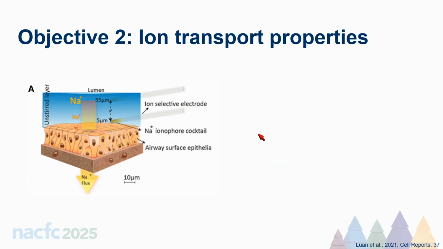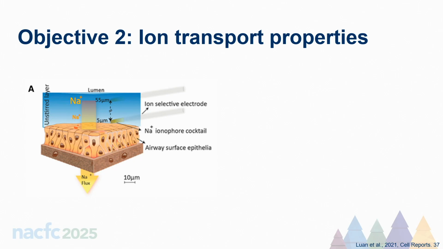We use a technique called SIRIS, the self-referencing ion-selective microelectrode technique. And this is a cartoon to describe the electrophysiology. This is an epithelial airway cell moving sodium from the luminal side to the basolateral side. And because of the high driving force, you're always going to have sodium ions at a higher concentration away from the tissue rather than closer to the tissue because of the depletion of sodium.